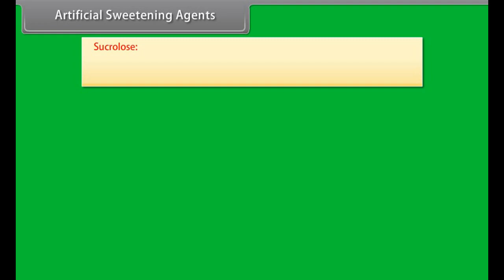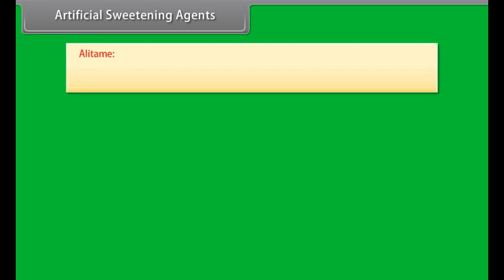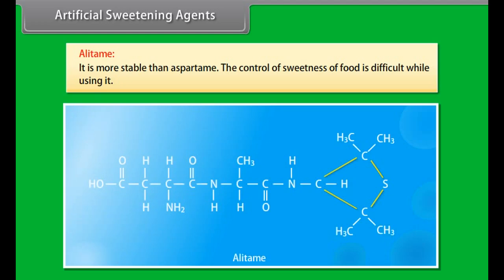Sucralose. It is a trichloro derivative of sucrose. Its appearance and taste are like sugar. It is stable at cooking temperature. It does not provide calories. Alitame. It is more stable than aspartame. The control of sweetness of food is difficult while using it.